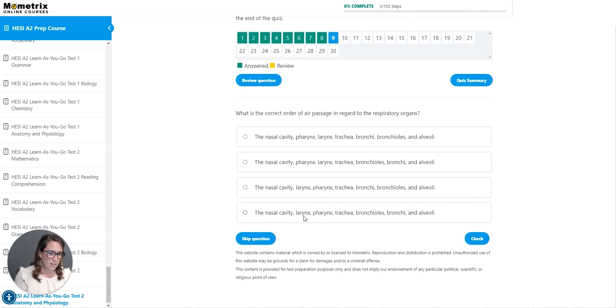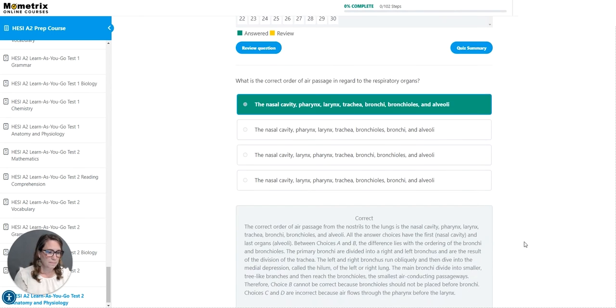Here you've got a couple things. These two need to switch, and these two would need to switch. So our first choice that we read was correct.